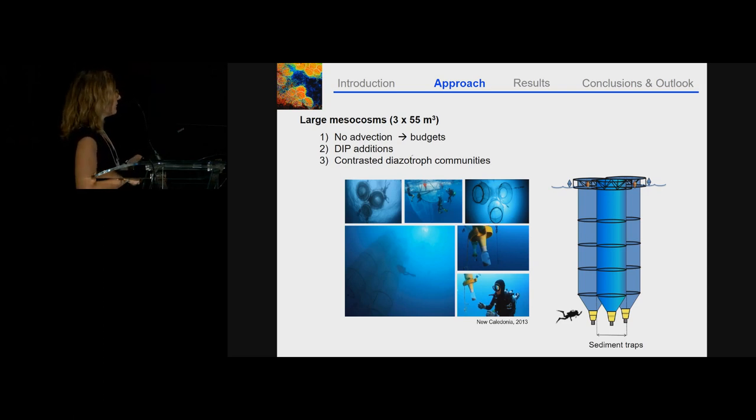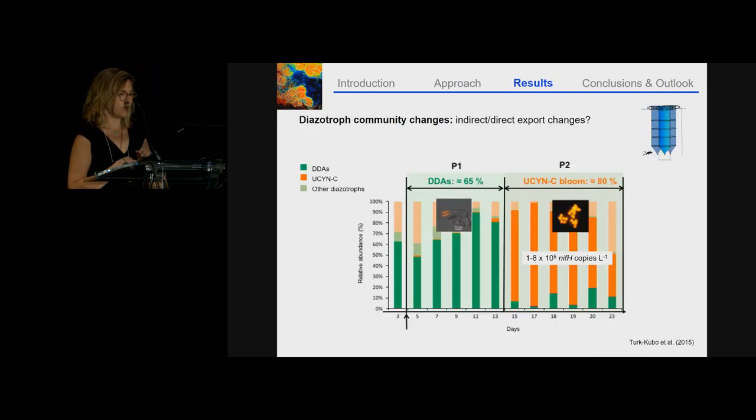Working with mesocosms, of course, has many drawbacks, but it has a main advantage. That is that you get advection out of the equation because it's a closed system. So that allows you to calculate budgets within the mesocosms. We added phosphate at the very beginning of the experiment to make sure the nitrogen fixation would not be phosphorus limited. And we observed the development of contrasted diazotrophic communities, as I will show you now.